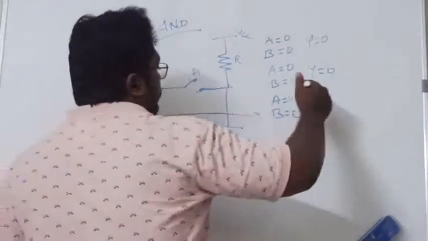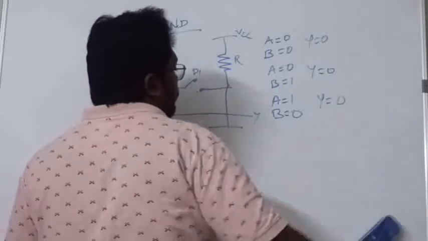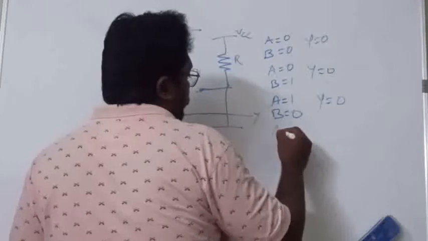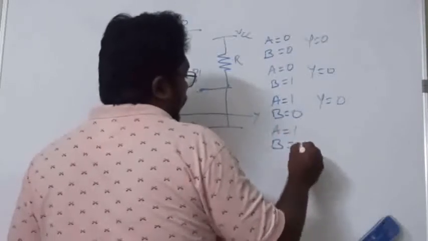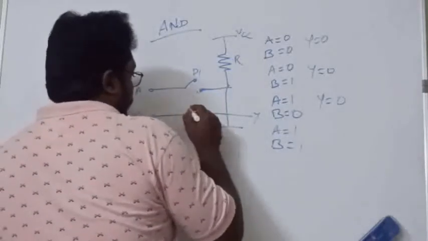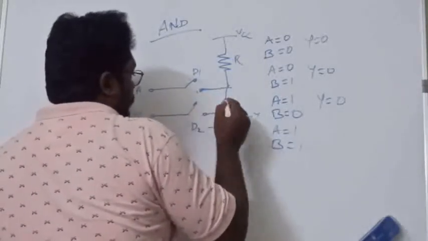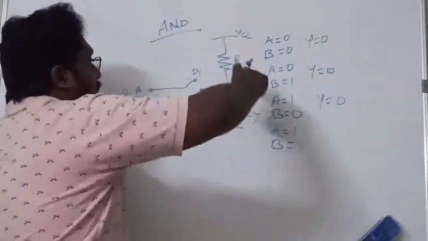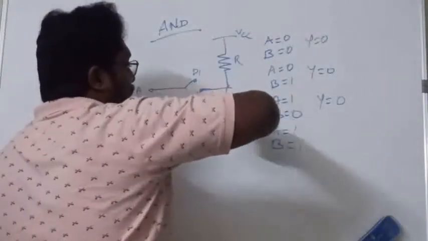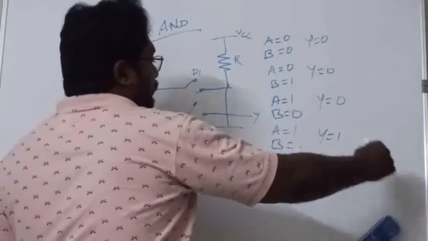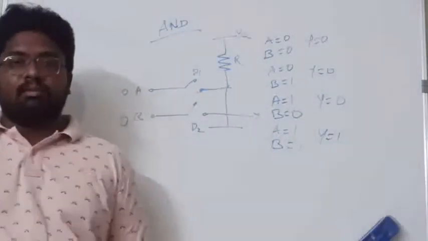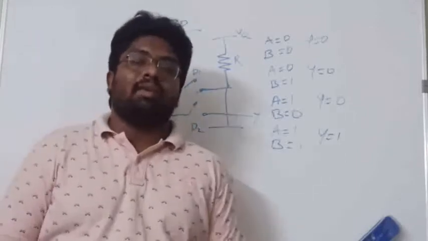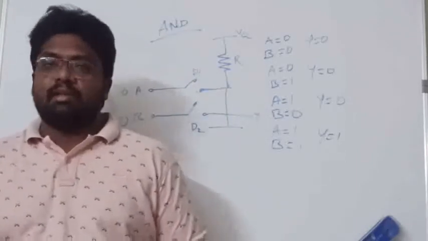Again the output Y is equal to 0, and if I am taking the input as A is equal to 1 and B is equal to 1, then both the diodes will become open circuited, and the output Y is equal to 1. This is how the circuit of an AND gate works. So the next one is the OR gate.